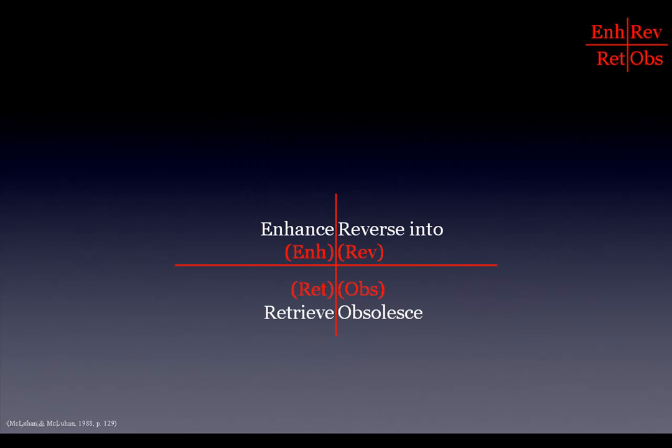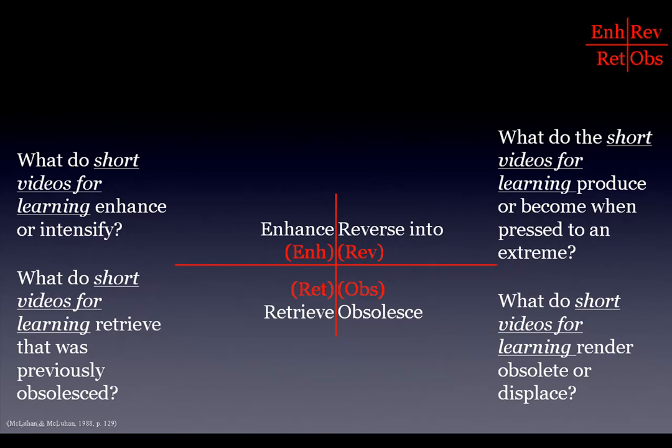The 4 generic questions are: 1. What does it enhance or intensify? 2. What does it obsolete or displace? 3. What does it retrieve that was previously obsolesced? 4. What does it produce or become when pressed to an extreme? If we spell them out, the questions look like this. We don't need to memorize these questions. We will keep them handy at all times.